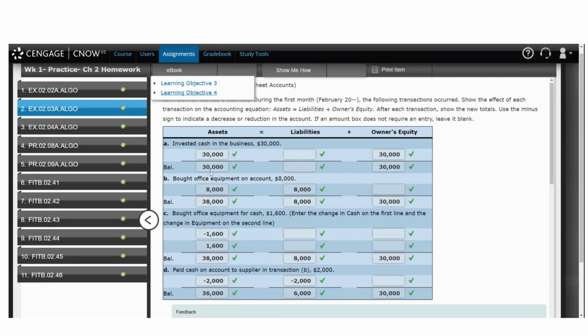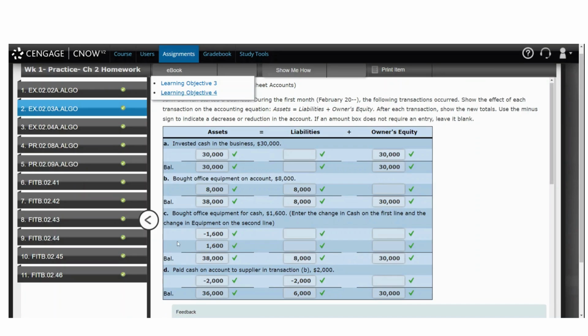So I take my balance from A of $30,000. I add $8,000, and now my new balance is $38,000. I bring down my liabilities balance, and I bring down my owner's equity balance to the balance line.